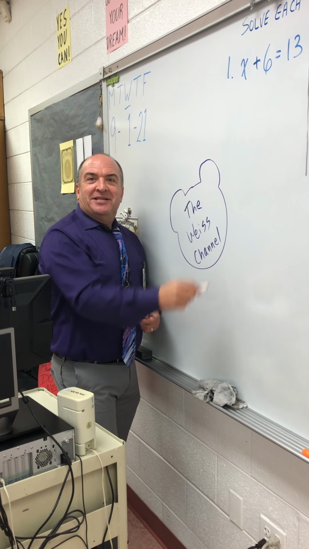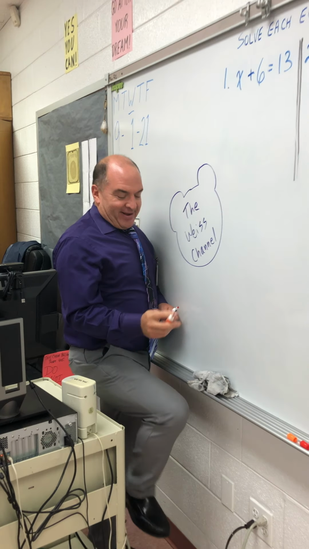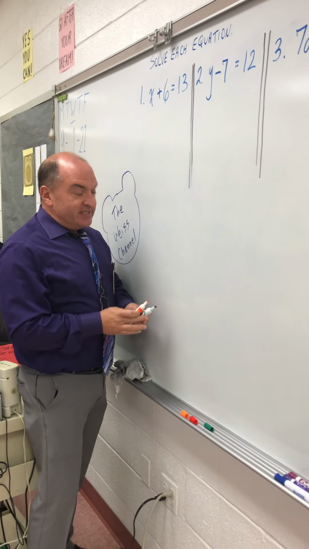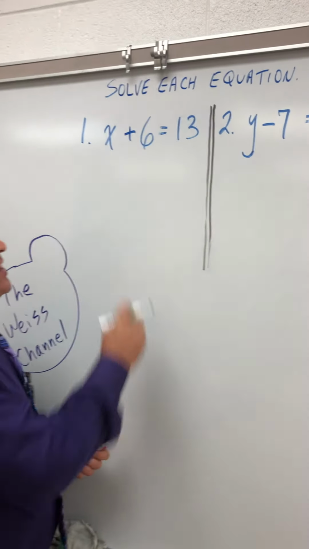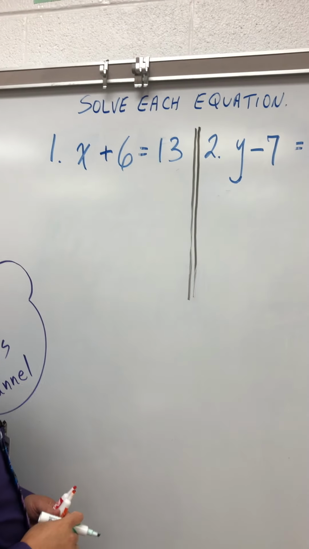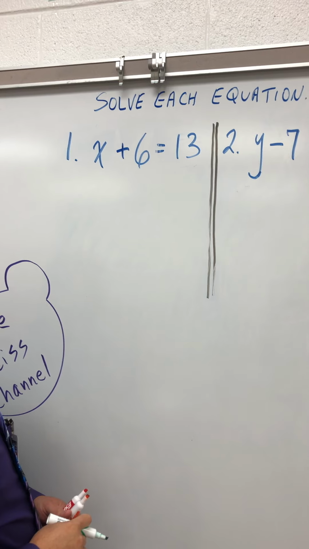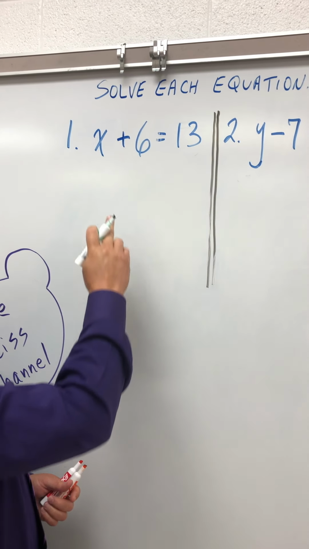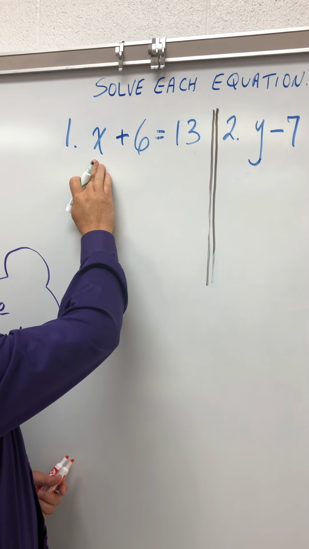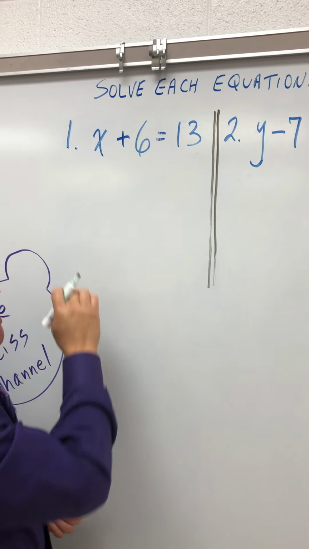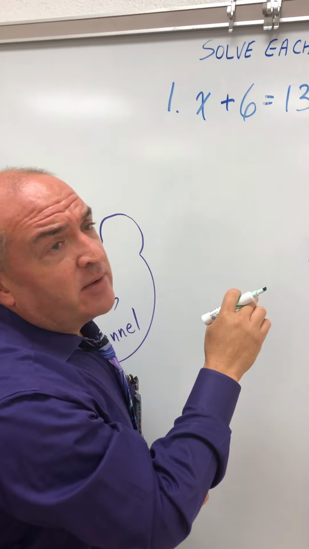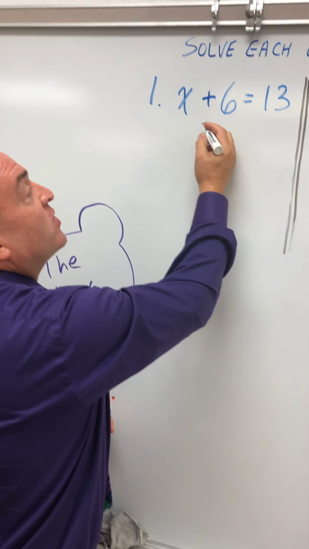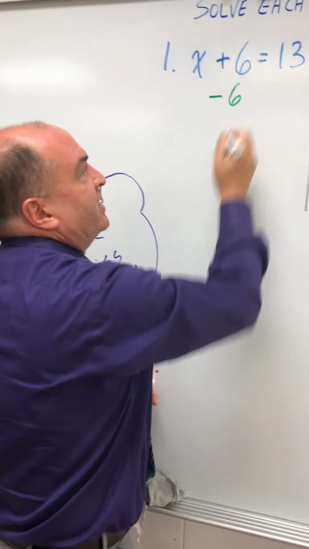All right, we're going to do some solving today. We're going to start with x plus 6 equals 13. When you have plus 6, I want to get this guy all by himself. So we're going to minus 6.